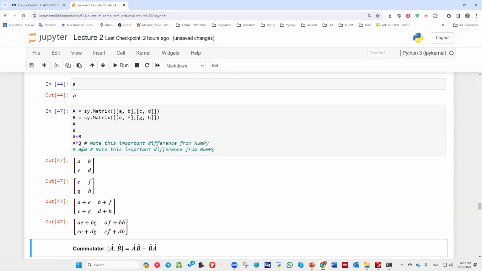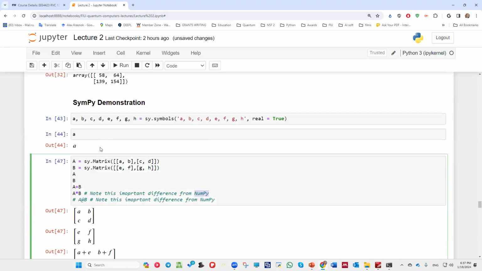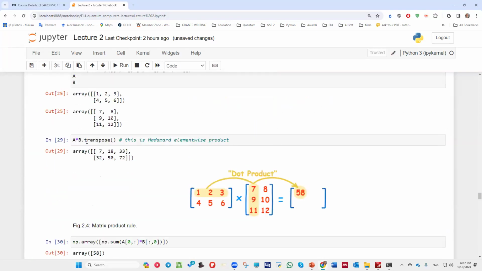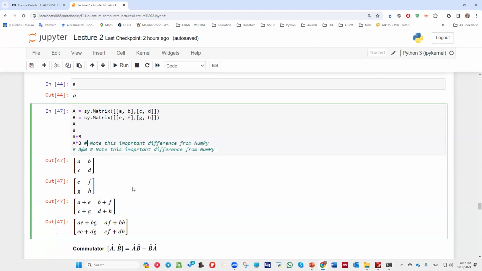This is the result. And here I put this note that it is important to notice the difference between SymPy and NumPy. If you go back to NumPy, we notice that this star denotes the Hadamard element-wise product, when element times element, right? In SymPy, this star denotes the matrix product. So you can see this here.